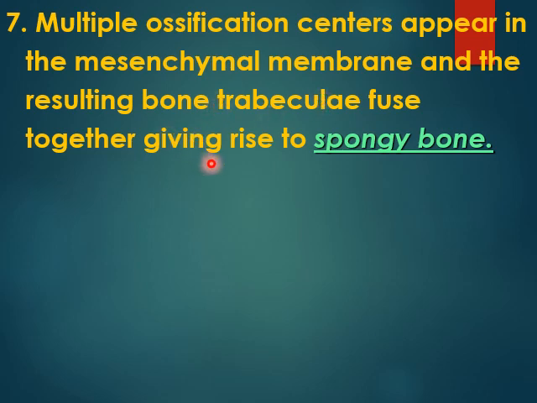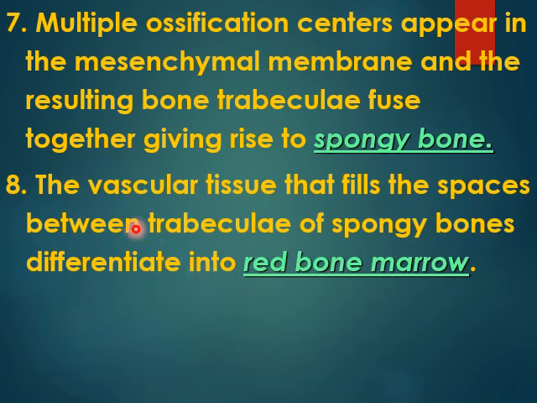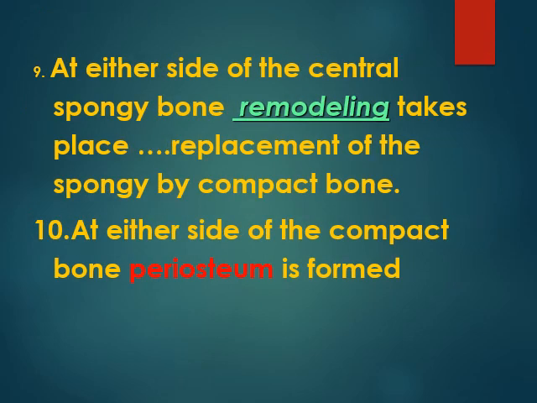This irregular bone trabeculae will give rise to spongy bone. Between the trabeculae, I'm having cavities. These cavities will be filled with vascular tissue to form the red bone marrow. As we said before, spongy bone is present in the center of flat bones and in the center of the epiphysis. At either side of the spongy bone, remodeling occurs to replace the spongy bone with compact bone. At either side of the compact bone, the periosteum is formed of an outer fibrous layer and an inner osteogenic layer.